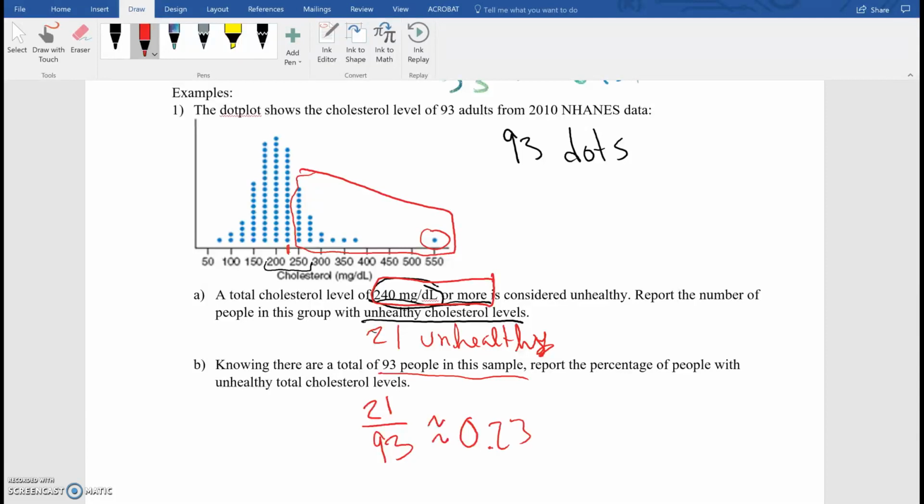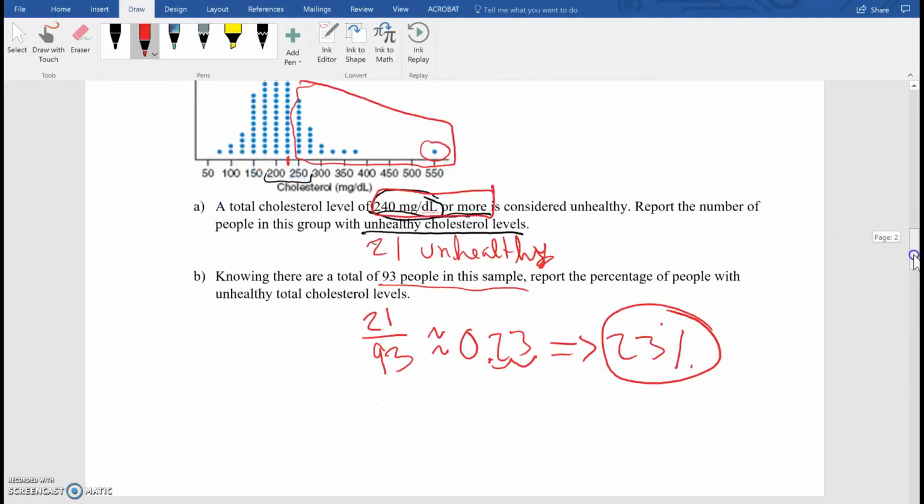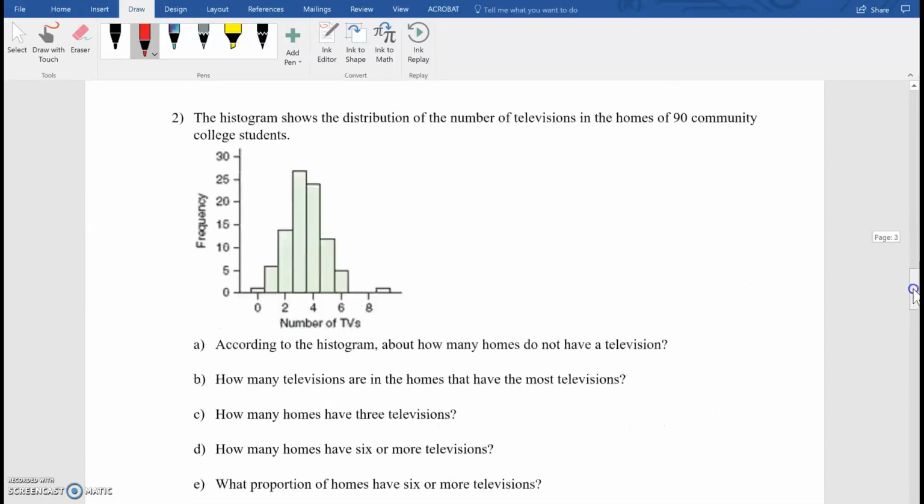Is that 0.23 percent? No. Make sure that you move the decimal point two places, and that gives me approximately 23%. That is my answer. Do not give me 0.23%. That's wrong, I'm going to mark the entire thing wrong. Please be sure to move the decimal point over, because it wouldn't make sense for it to be 0.23%. Okay, that's the question with the dot plot. This one's good. Now let's go to the second problem.